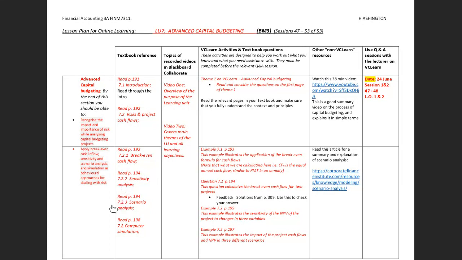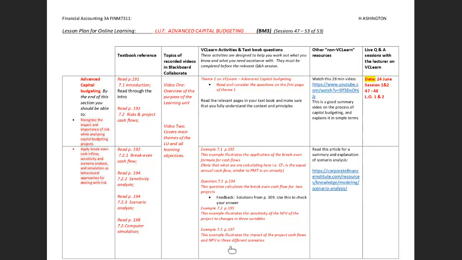Then 7.2.3 scenario analysis. Let me just follow the questions we've got here. Question 7.1 goes with example 7.1. Example 7.2 is sensitivity analysis. And then example 7.3 is the scenario analysis.